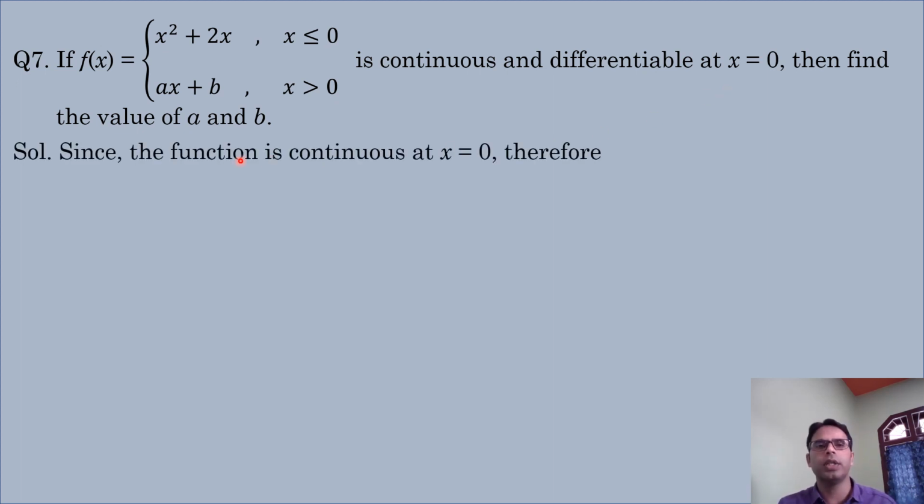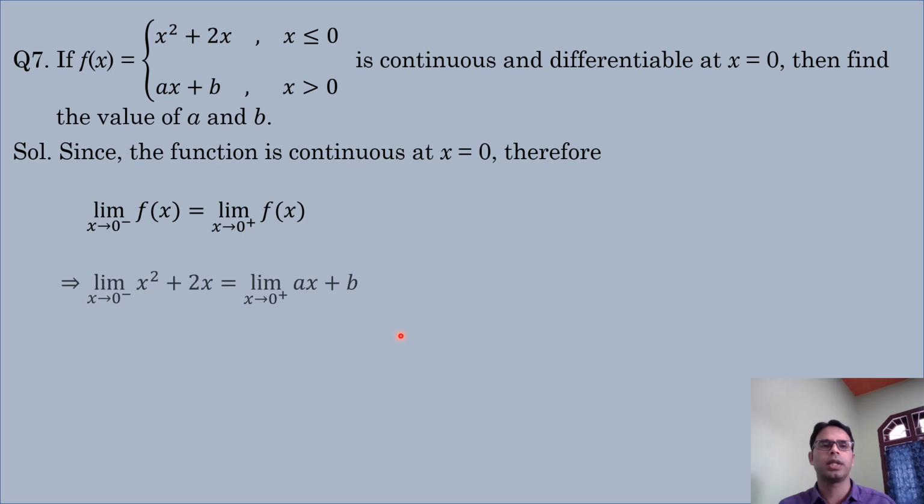Since the function is continuous at x equal to 0, therefore the limit as x tends to 0 minus of f(x) and the limit as x tends to 0 plus of f(x), this is the left hand limit and this is the right hand limit, must be equal because the function is continuous. Now use the values of f(x). For x less than 0, f(x) is this line, and for x greater than 0, f(x) is this line. So you just write that.